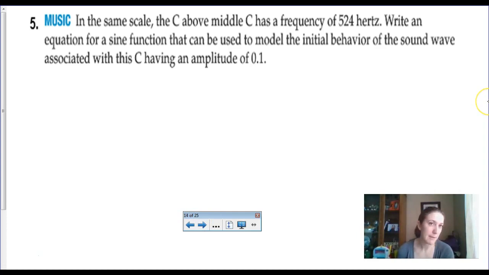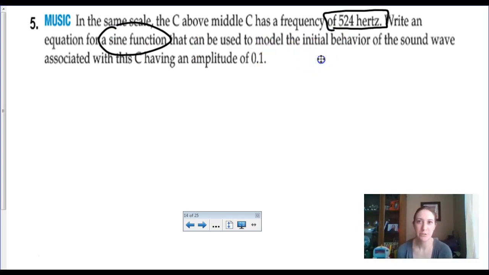All right, this is a nice application, and you're going to see this a lot in our textbook. Music has lots of trig applications. The frequency of a note on a piano, C above middle C, has a frequency of 524 hertz. Cycles per second is what that means. So I want you to write a sine function that can be used to model that initial behavior of the sound wave associated with C having an amplitude of 0.1. So there's the A value.